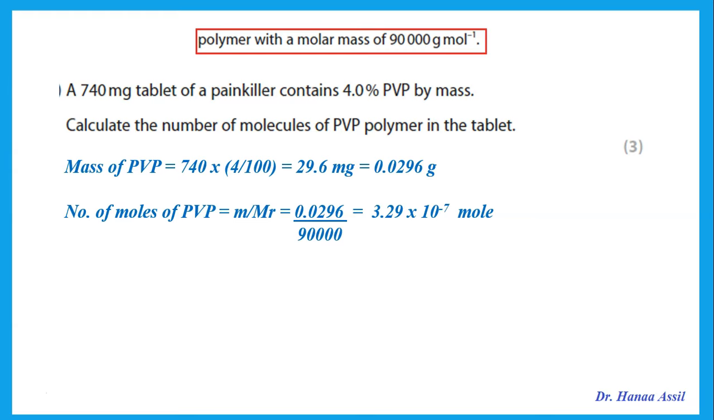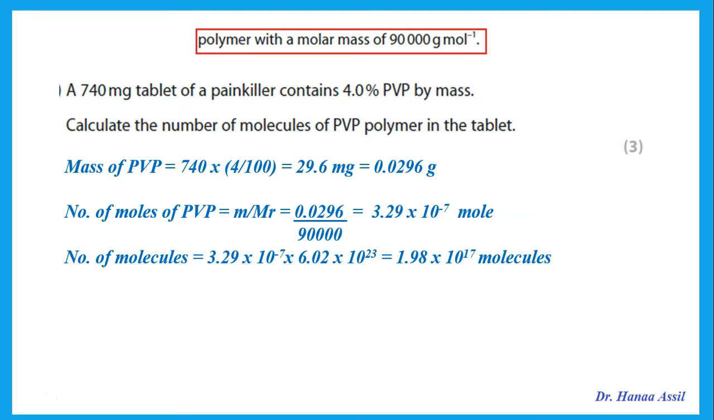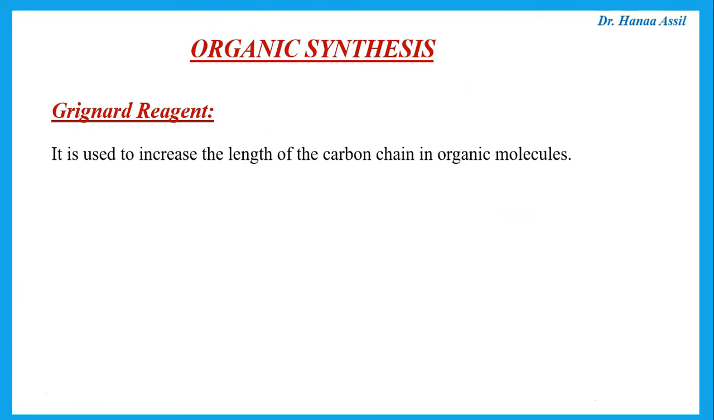We're asked for the number of molecules. Of course, how do we get the number of molecules? It is that number of moles times Avogadro's number. So we end up with this number of molecules.